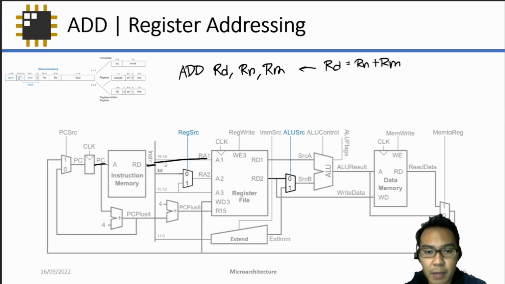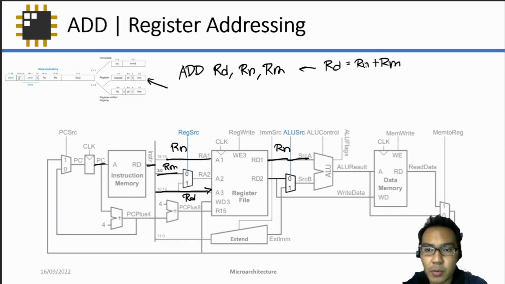So what we have from 19 to 16 is still Rn, and this is Rn, which comes out this end. From 3 to 0, for register addressing, you can see here, Rm is 3 to 0. And 15 to 12 is, as always, RD, and that goes into the destination.